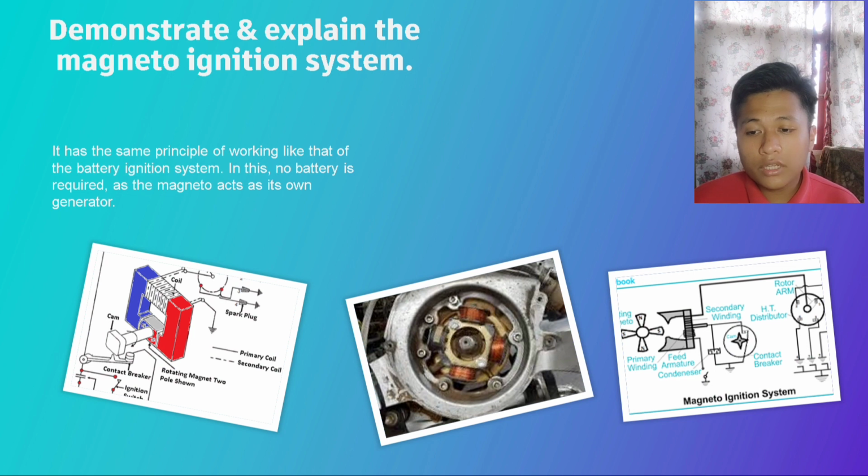The current produced by the magneto is made to flow to the induction coil, which works the same as that of the battery ignition system. This high voltage current is then made to flow to the distributor, which connects to the spark plugs in rotation depending upon the firing order of the engine. This type of ignition system is used in small spark ignition engines, for example scooters, motorcycles, and small motorbike engines.